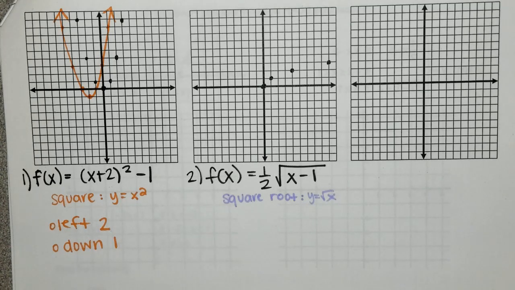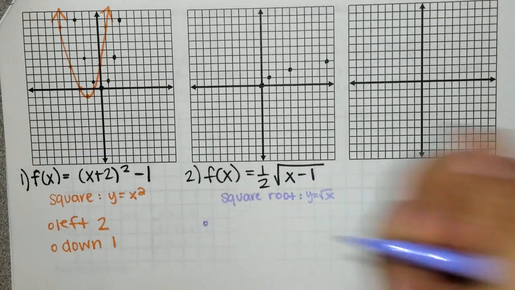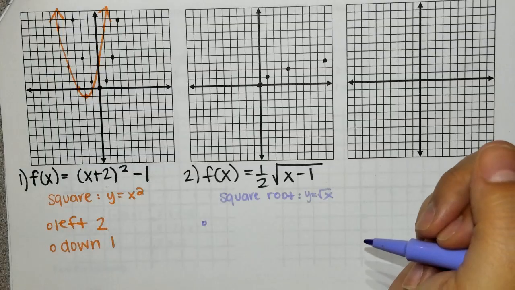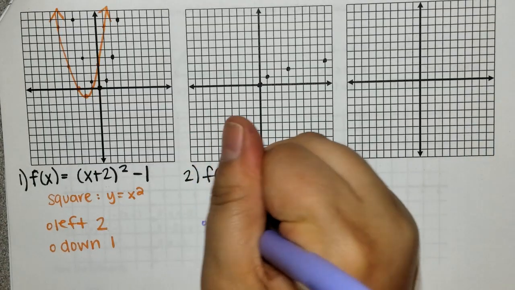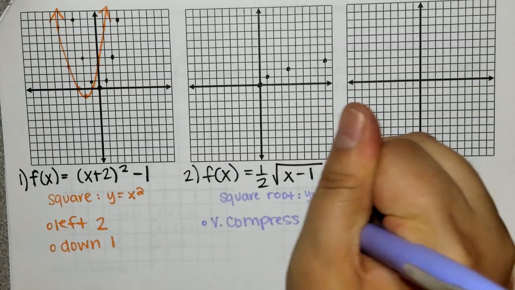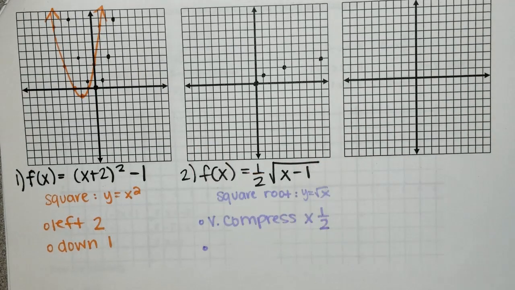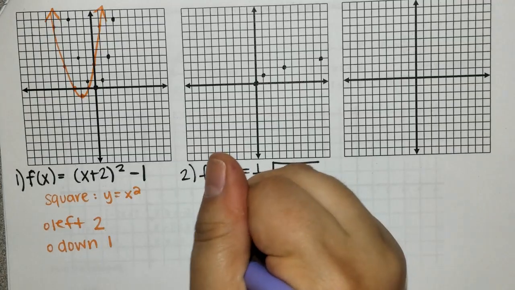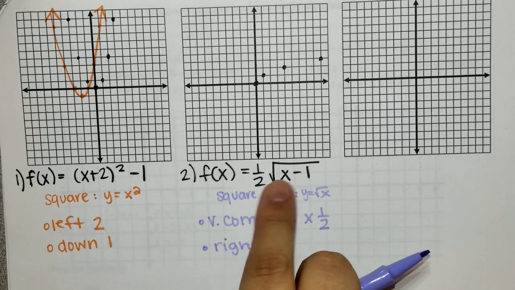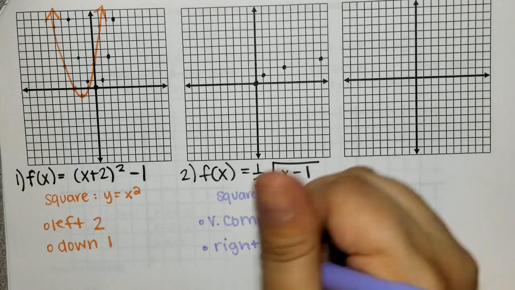That makes sense? What now? What 1/2? And what kind of compress? It is a vertical compression by 1/2. And why right? Because we do the opposite. If it's next to x, we're doing the opposite. So we're going to go right 1.